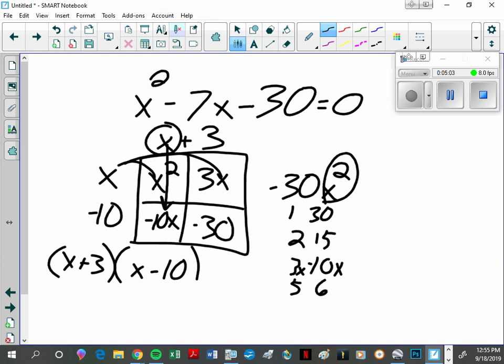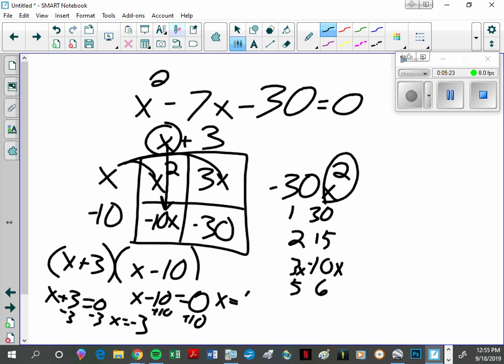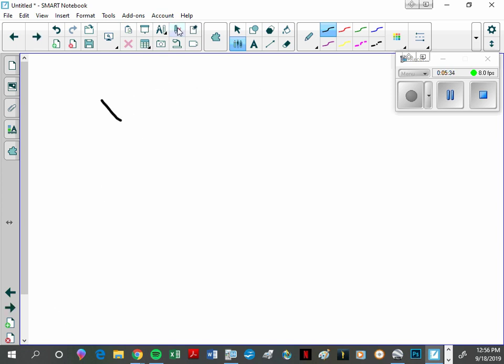Is everybody okay so far? So I write x plus 3 equals 0, and x minus 10 equals 0. Subtract 3, x equals negative 3, and I add 10, and x equals 10. Anybody struggle with that? No? Okay, what if I get something like this?